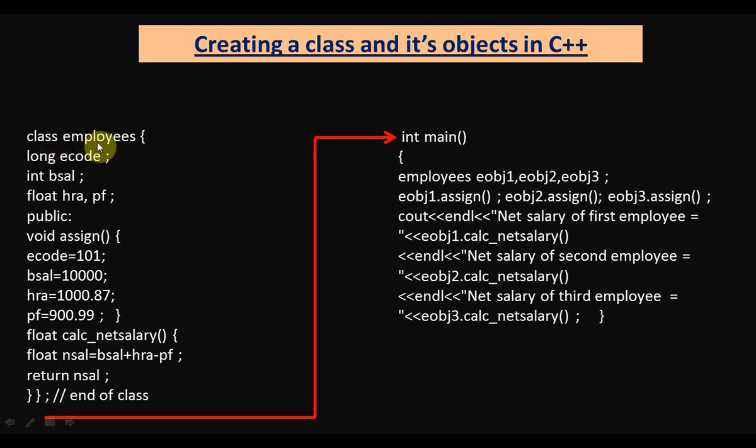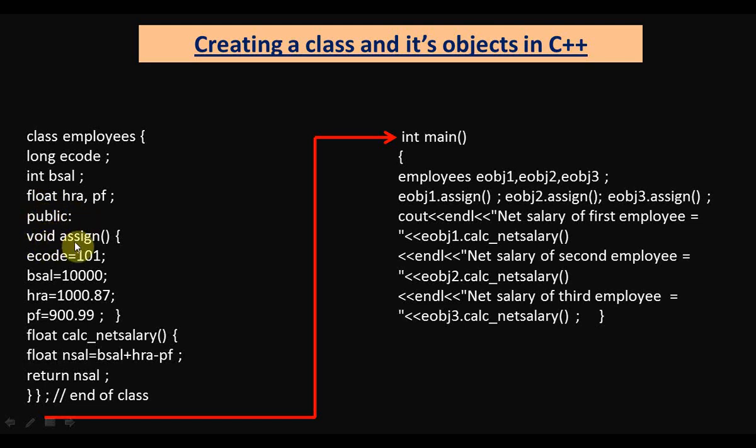Suppose I want to take a class Employees. It has got these three instance variables, namely eCode, which happens to be of long int data type, and basic salary. For basic salary I have taken this variable bsal, which happens to be of int data type, and there are yet another two variables, HRA and PF. HRA stands for house rent allowance and PF is for provident fund. Both of them happen to be of float data type. And why I have written here public, we will talk about this later.